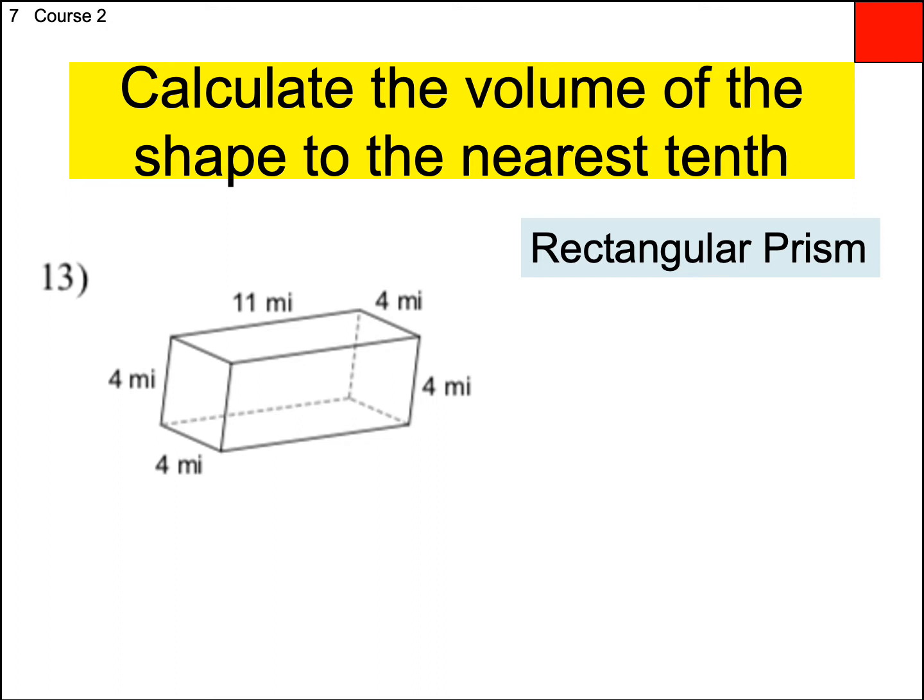Remember, this is the one where the base can be any one of the 6 sides. I typically choose the top and the bottom, but you can choose any side that you want. So the length and the width of the top are 11 and 4, and the distance between the top and the bottom, that would be the distance between the bases. That's the definition of height of a prism. That would be 4 as well, too.